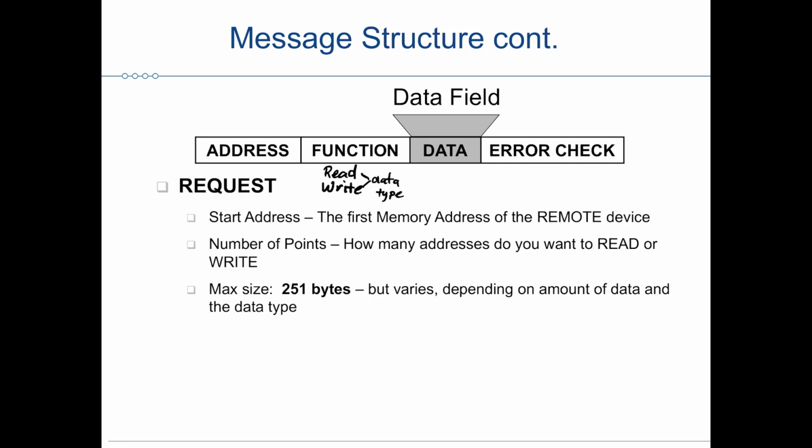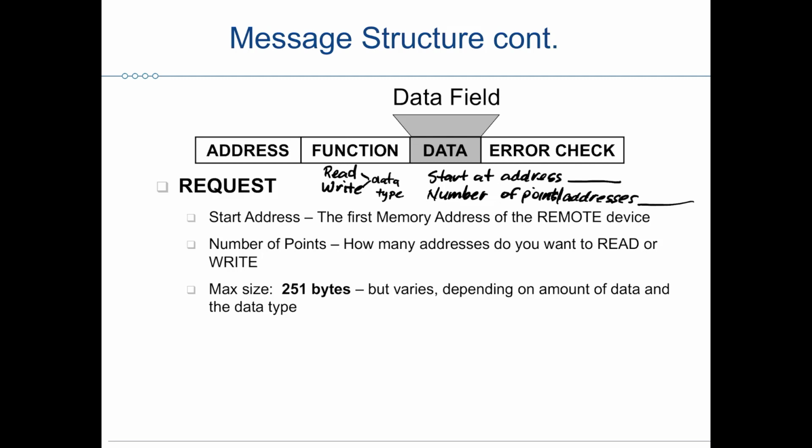But here in the data field is where for the request we're going to say start at address whatever. Then we need to know how many addresses we want to read, so we're going to indicate that by number of points, points or addresses. And that'll be, of course, a number. Okay, how many addresses do you want to read or write?